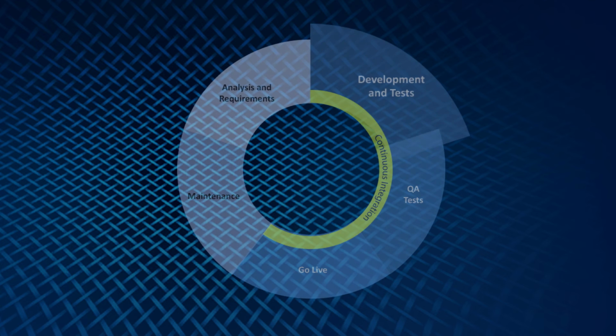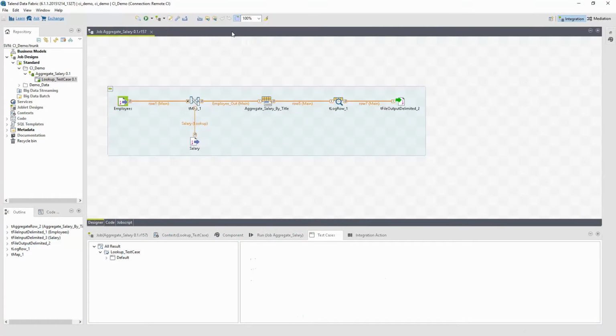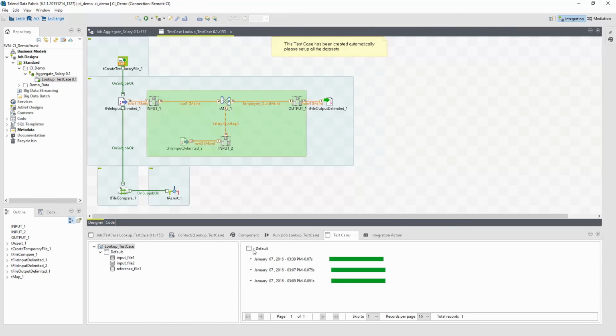Let's get started. Talend defines continuous integration as a development practice where members of a team integrate their work frequently, with each integration being verified by an automated build to detect integration errors as quickly as possible. This requires the development of test cases that can be repeatedly executed to verify the quality of your code. With Talend 6, you can build and execute the test cases right within the studio.